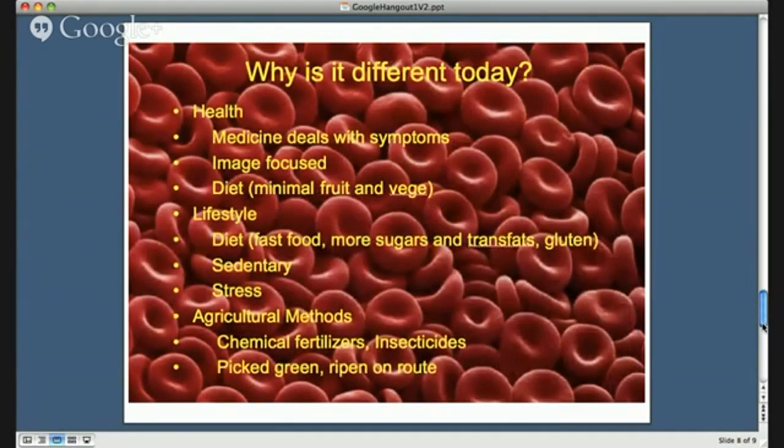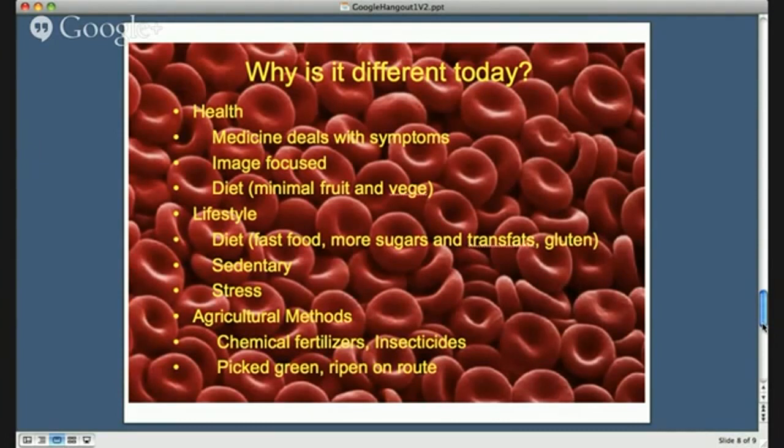So why is it different today? Well, when we look at health today, we think of how medicine handles things. And really, what we find is that medicine deals with the symptoms. It doesn't deal with the cause. It doesn't look at what caused that in the first instance or why. So medicine is really about dealing with symptoms.